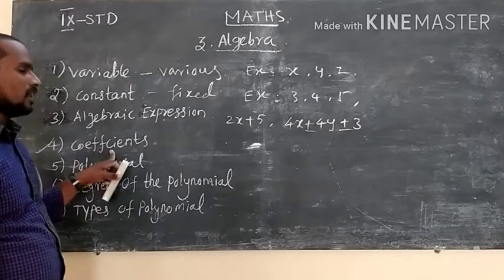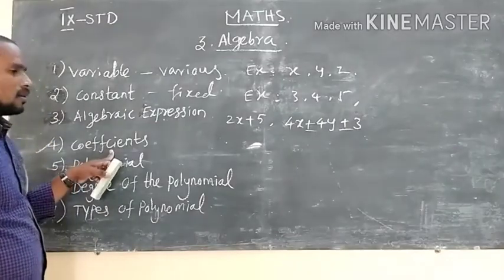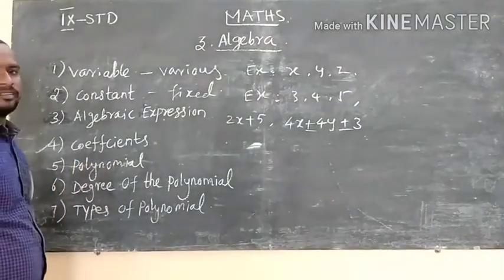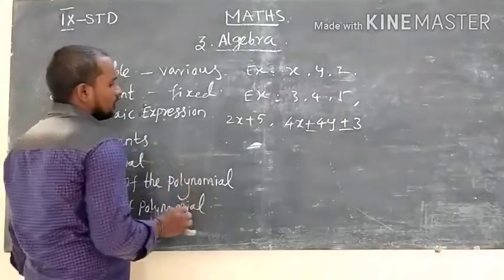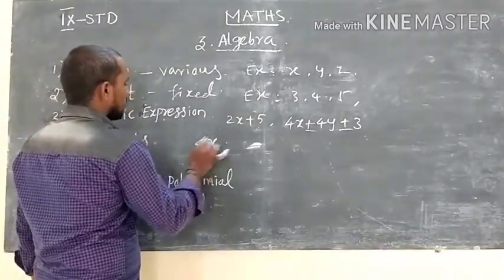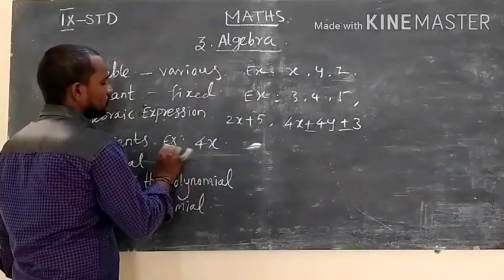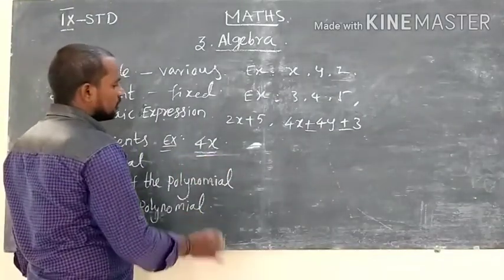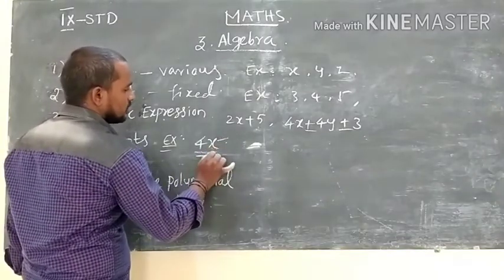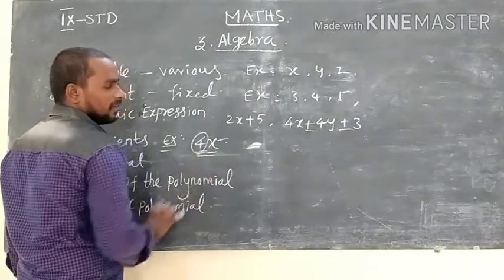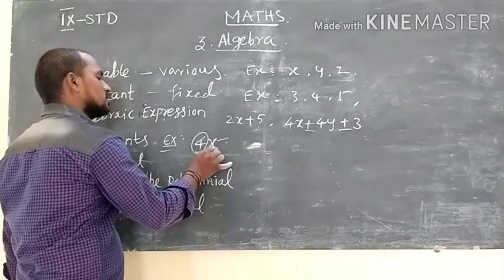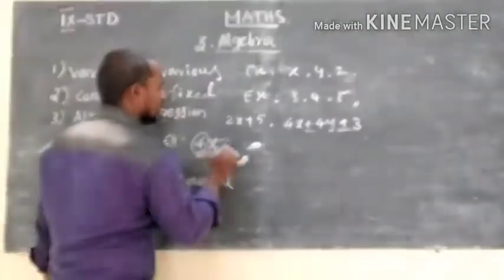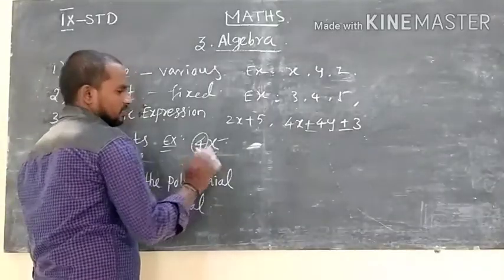Any part of a term with the variable is called the coefficient of the remaining part of the term. Suppose 4x. The coefficient of x is the remaining part besides the variable. Here x is the variable and the remaining part is 4. So 4 is the coefficient of x.